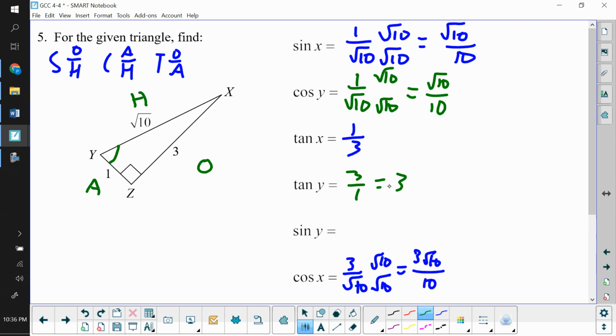And then sine of y, O over H, opposite over hypotenuse, is 3 over square root of 10. Again, we can't leave that square root in the denominator, and it shouldn't come as a big surprise because it's the same as the one below. We get 3 square root of 10 over 10.